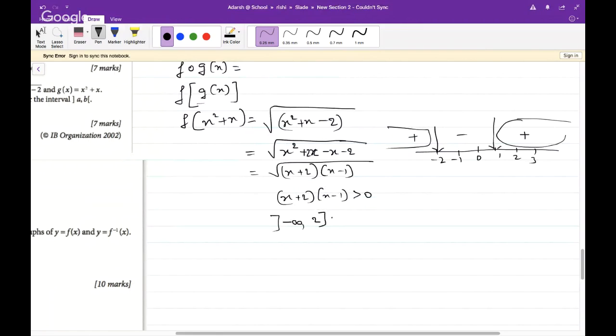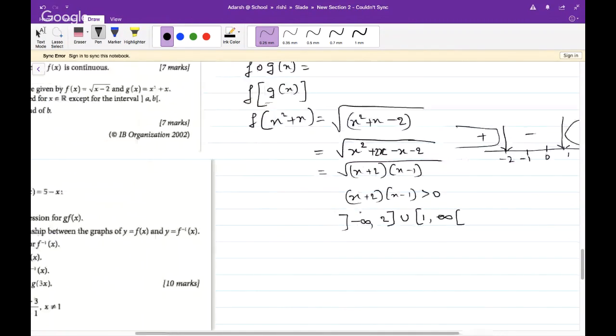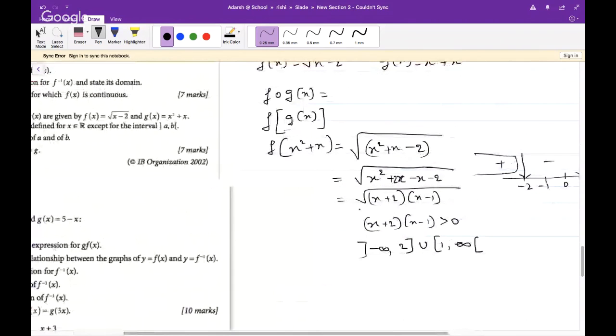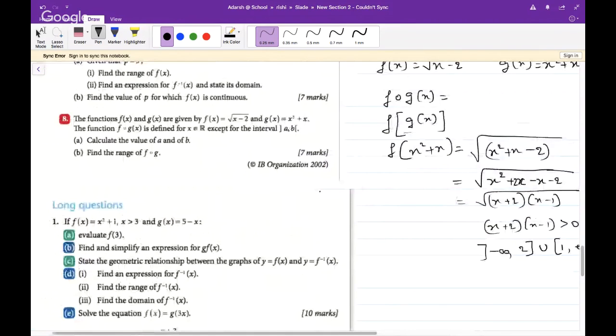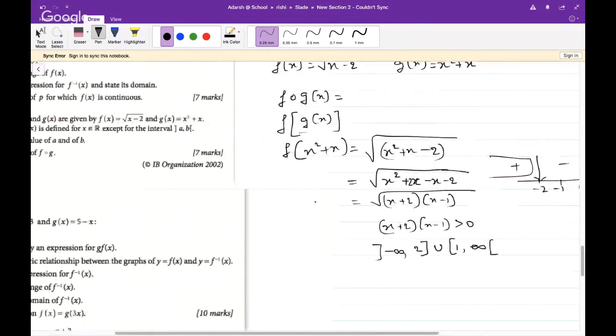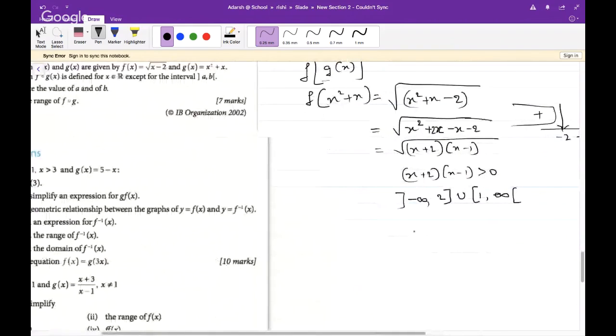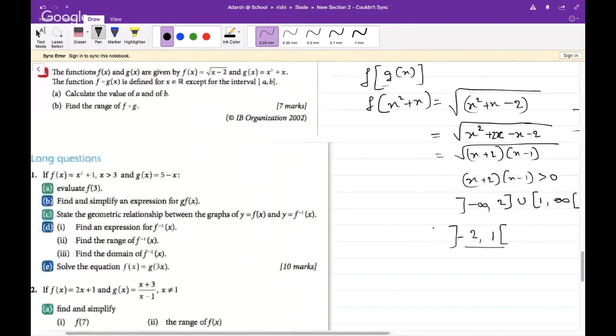Minus 2 can be included, along with positive 1 to infinity. Infinity cannot be included. So that is the answer. No, the question is to find the excepted region, that means between minus 2 to plus 1 the function is not continuous. So this region is the exception, everything else is included. For this reason it is not possible.